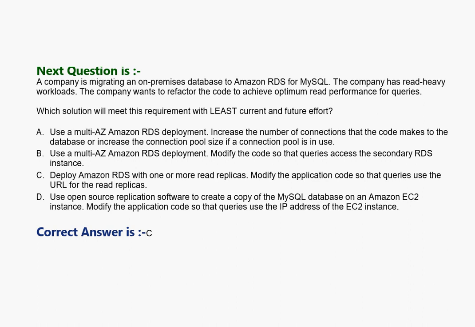Option C. Deploy Amazon RDS with one or more read replicas. Modify the application code so that queries use the URL for the read replicas. Option D. Use open source replication software to create a copy of the MySQL database on an Amazon EC2 instance. Modify the application code so that queries use the API address of the EC2 instance. The correct answer is C.